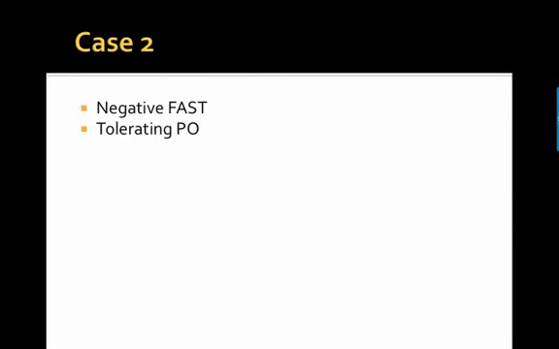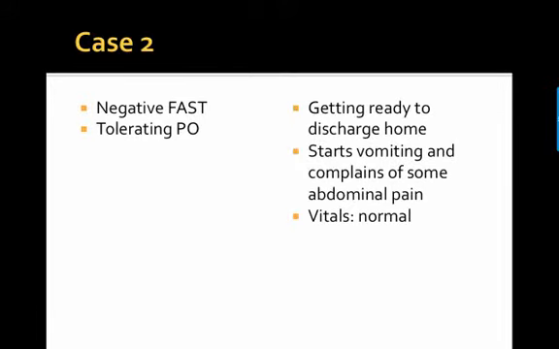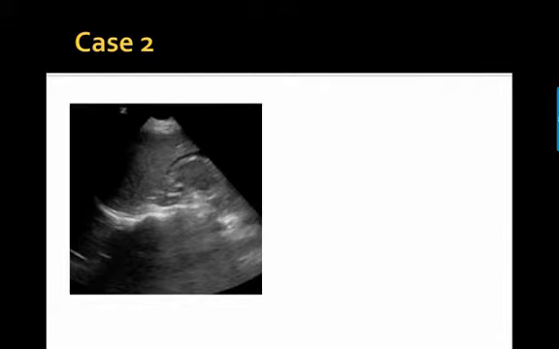So with a negative FAST exam, the patient's tolerating PO, he's looking great. We decided that we're going to observe him in the emergency department for a few hours prior to discharge. Now you're getting ready to discharge him home when he starts having a little bit of vomiting and complains of some abdominal pain. His vitals are completely normal. So you decide you're going to go ahead and repeat your FAST, and this is the image that you see here on your left.